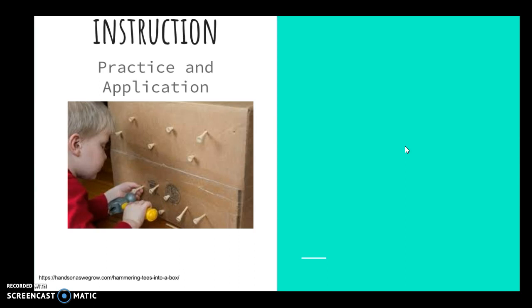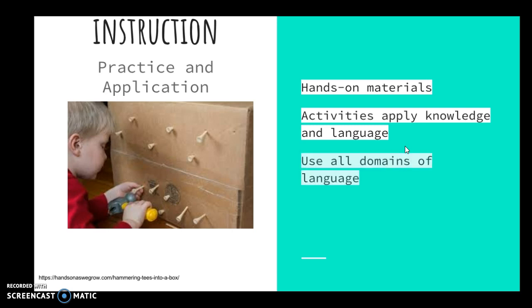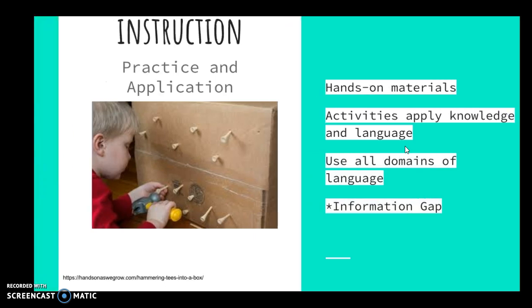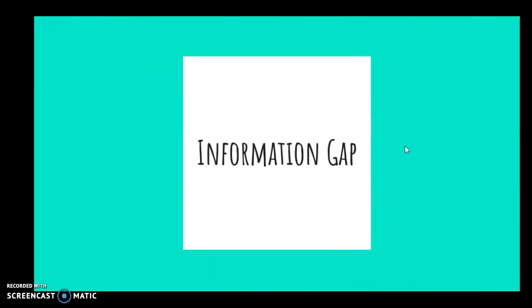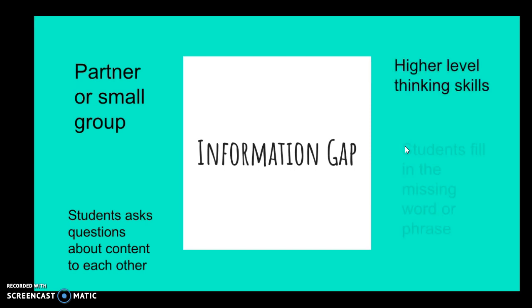The 5th category in the instruction aspect of SIOP is practice and application. Students need to have the opportunity to practice with hands-on materials. Students have activities that require them to apply knowledge. They use these activities to use all domains of language. If students can be active participants in real uses of language, they can succeed in learning. Teachers can have students work with a partner in a small group on an activity called the information gap. This requires students to ask each other questions about the material in order to have the students fill in the gap.